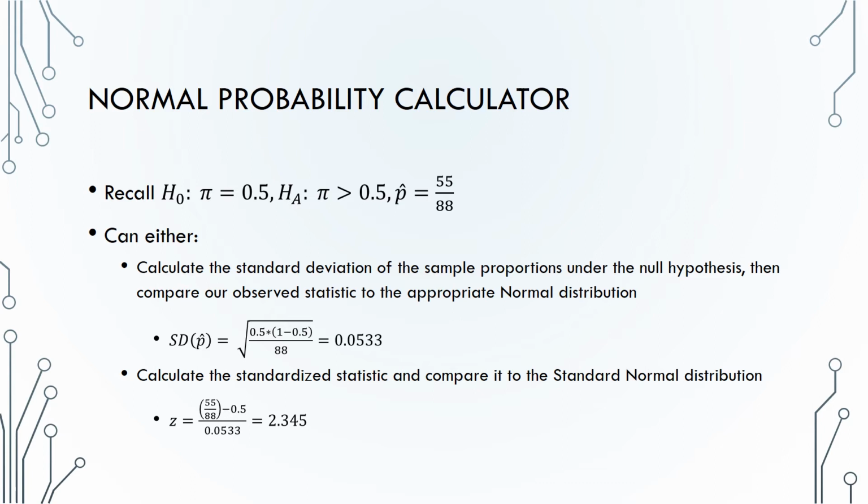Or we can calculate the standardized statistic and compare that value to the standard normal distribution, or a normal distribution centered at 0 with standard deviation 1. Let's use the first method first, and then we'll try the second. So here, the center of our null distribution will be 0.5, the null value, and the calculated standard deviation of the null distribution should be 0.0533. Let's head to the applet.